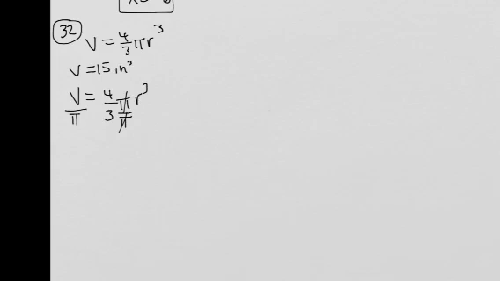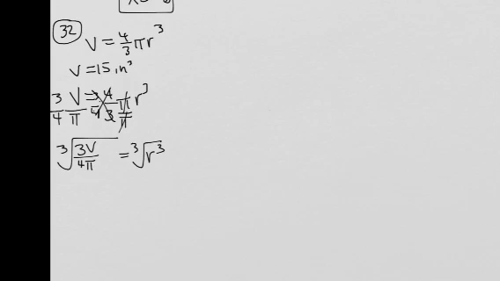Then I can multiply by the reciprocal of 4/3. So that's 3/4 times 3/4. So what happens then is that 3/4 cancels with 4/3. You get 1. So now I have r cubed. Okay, so I'm going to take the cube root of 3V over 4 pi.